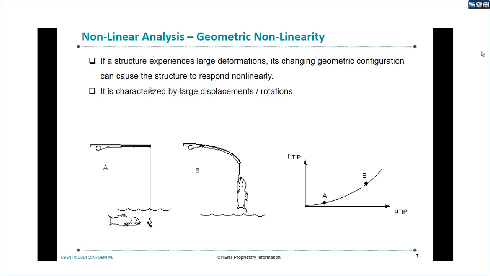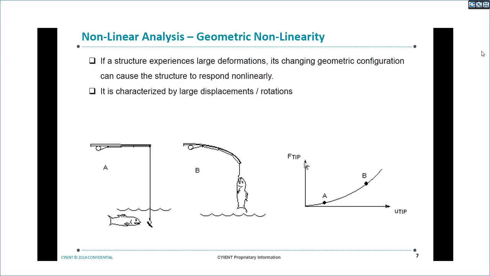Now let us talk about what exactly geometric nonlinearity is. If a structure experiences large deformation, its changing geometric configuration can cause the structure to respond nonlinearly. So it is characterized by large displacements and rotations. If you see here, there is a fishing rod. When it is fully loaded, when a fish is caught, there will be a large deformation in the fishing rod.